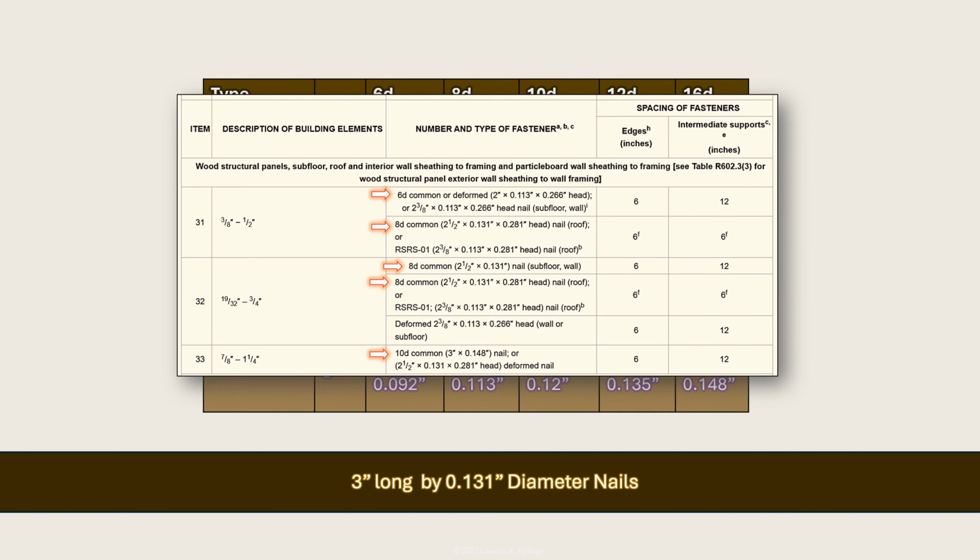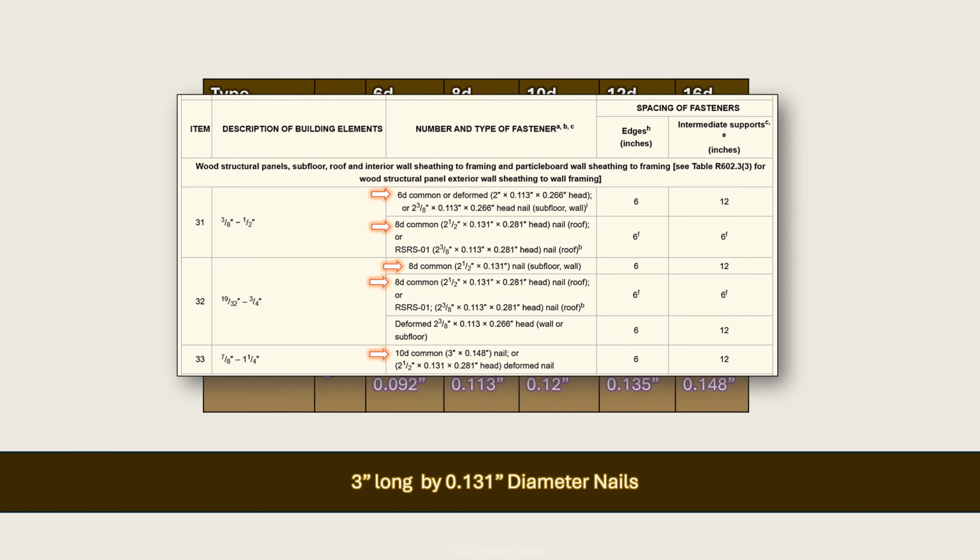Please note that we are only talking about the standard smooth shank nails. Common wire nails, box nails, and sinker nails have smooth shanks. There are other types of nails known as deformed nails, which have ridges or spiral formations along their shank to increase their grip in wood and reduce the likelihood of pulling out over time.